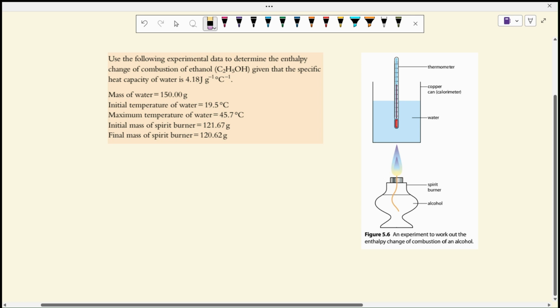Right, let's crack on with this question. So this is all about the enthalpy change of combustion of an alcohol, in our case, ethanol. It's a calorimetry experiment, so have a look on the right. That's how you would have that set up. And it's good to be able to picture these experiments when you're trying to figure out a question.